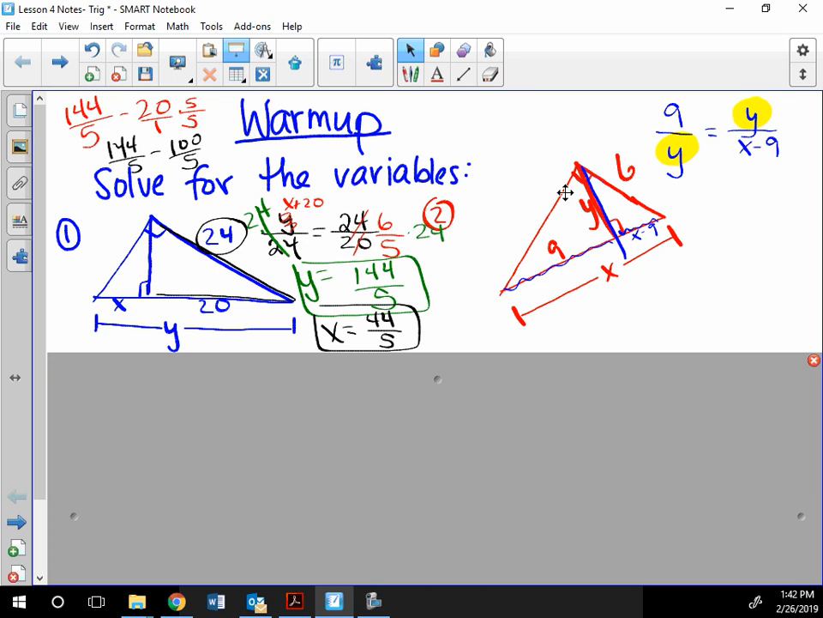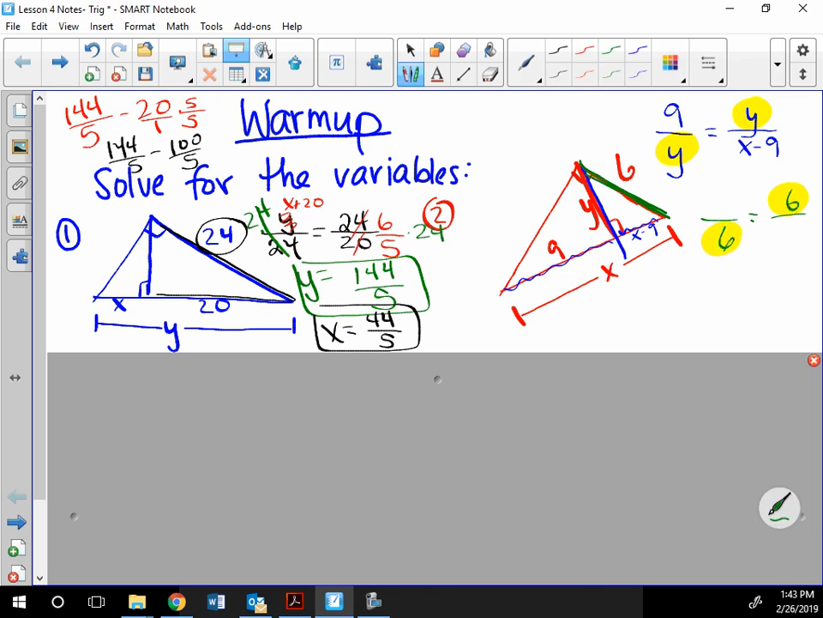So let's go ahead and look at our leg instead. My leg is the geometric mean of the entire hypotenuse, which they gave us, the entire hypotenuse was x, and then the piece closest would be, ooh, I like where this is going, x minus 9. Questions on our setup?